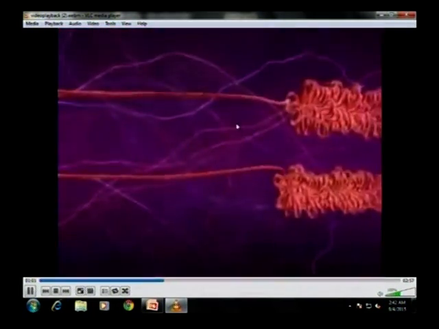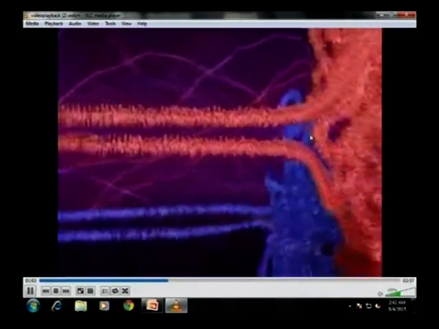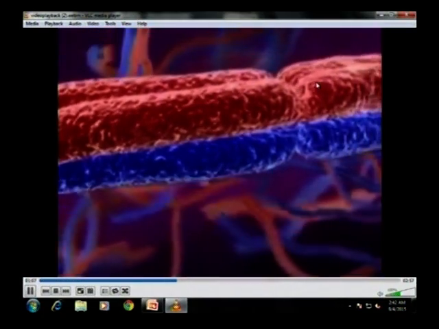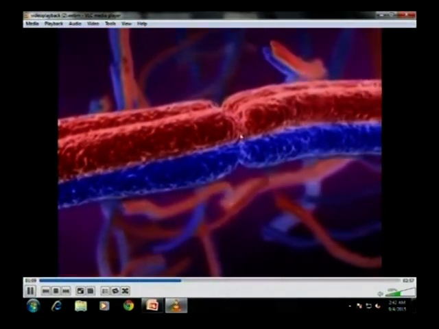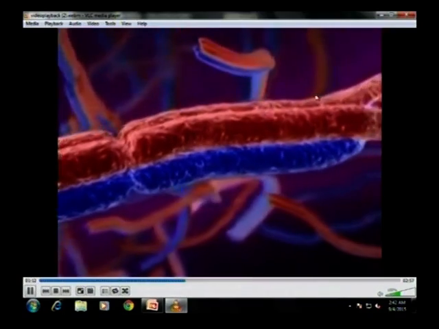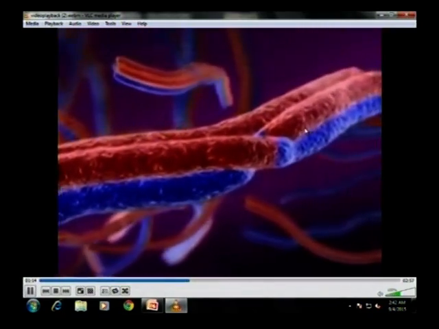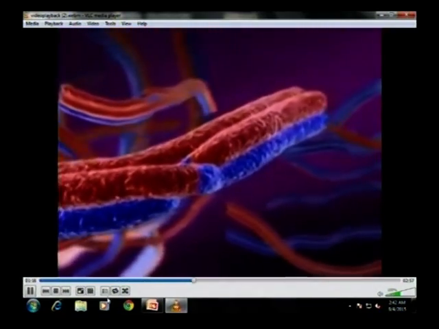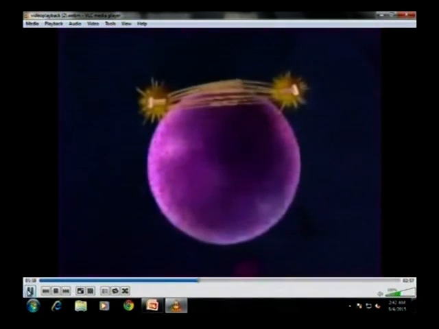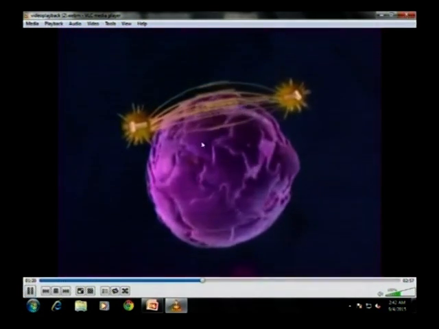See, here these are the chromosomes, they are condensing friends, see how they are condensed. This part is the centromere, and here it is the genetic recombination. Listen friends, here it is the genetic recombination.